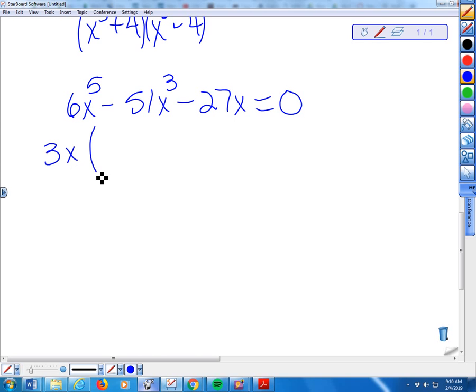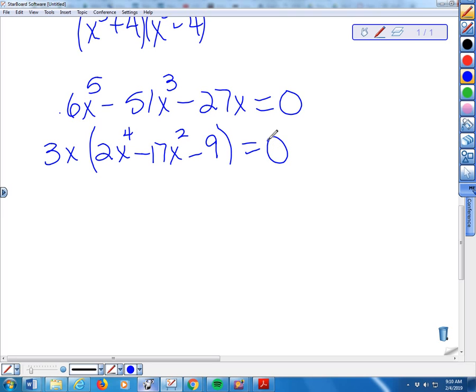Okay, when I pull a 3x out of here, what do I have left? 3x squared? No, you couldn't. Never mind. Sorry. So 6x to the 4th minus 17x squared minus 9. Okay, everybody agree so far? Yeah.